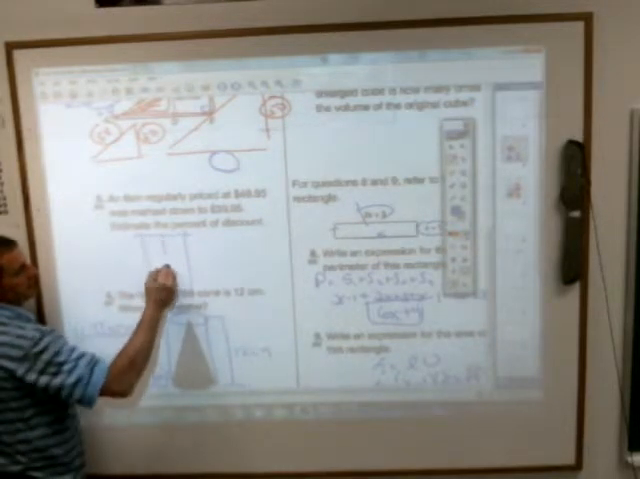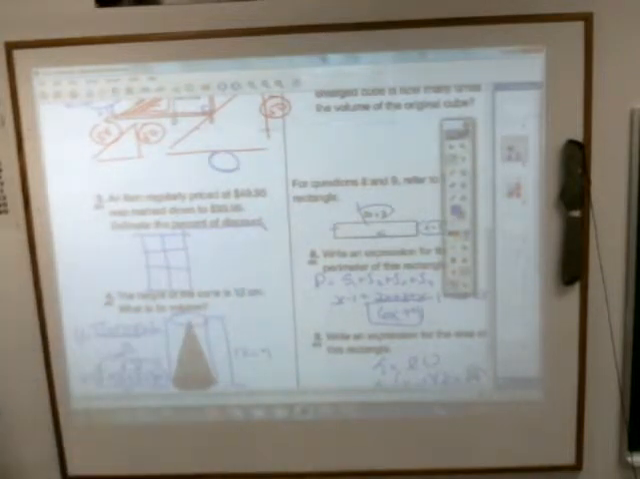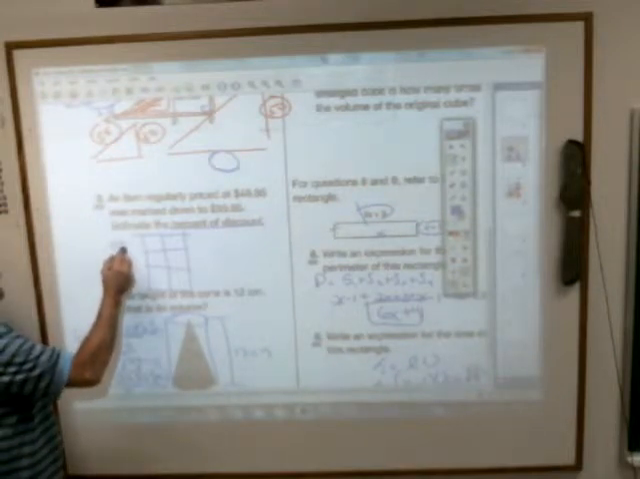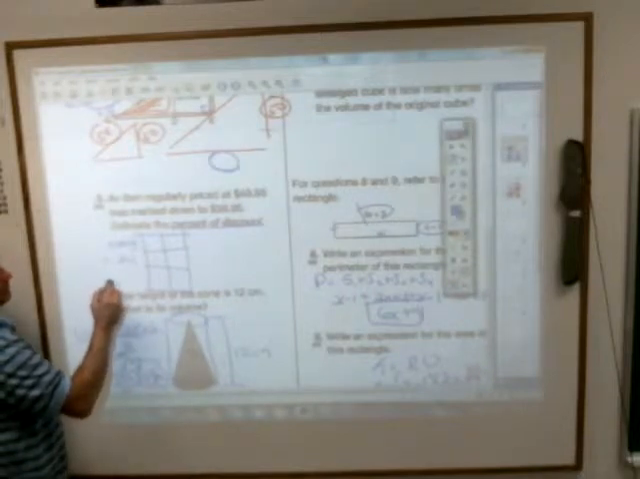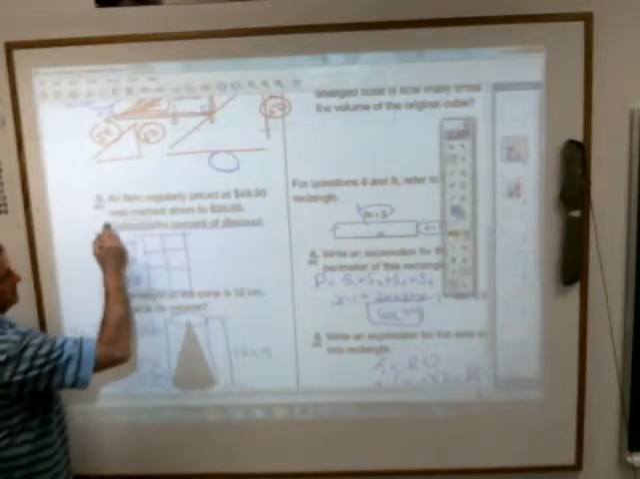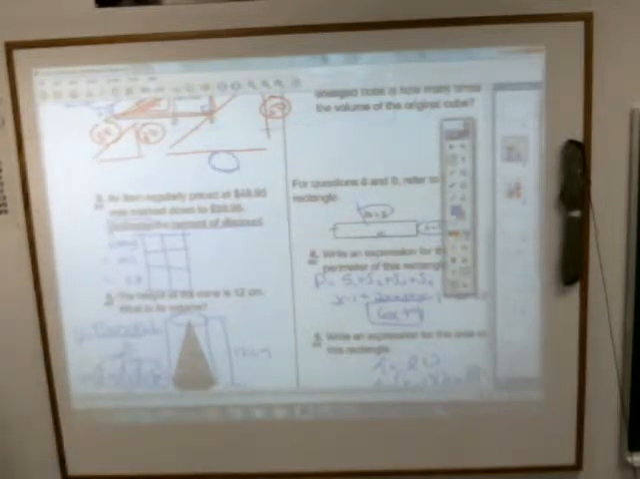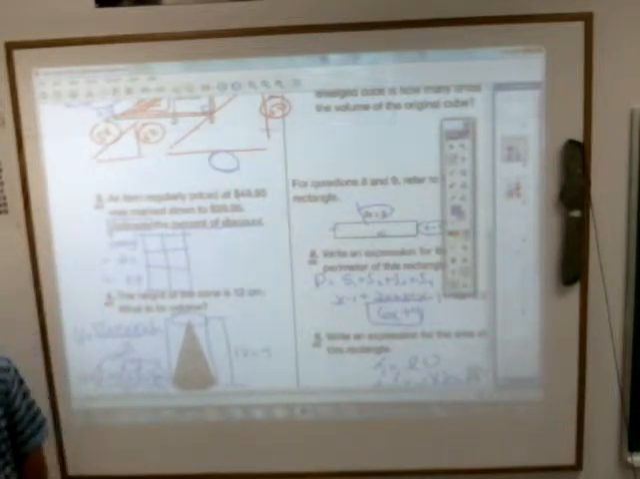All right, Austin, this is a percent discount problem, right? And how do we show percent discount on a percent box? You start with your original price, you subtract the discount, and you end up with your final price. Now the beauty of this is it said to estimate. So we can use our numbers and round them a little bit to make it easier. Austin, what was the original price? Which we would round to?